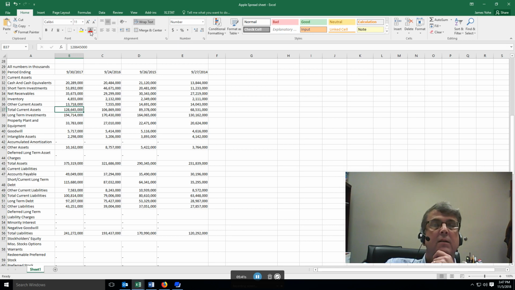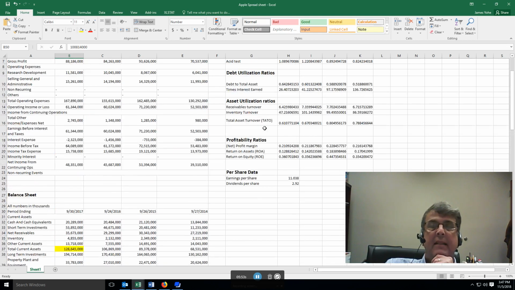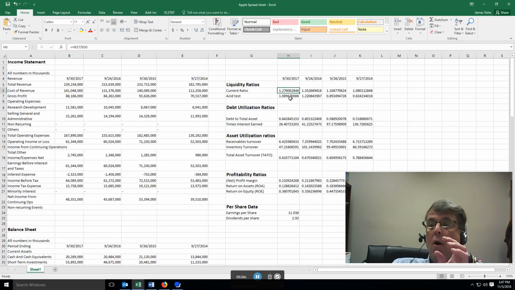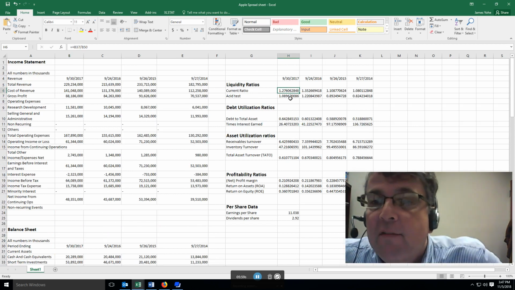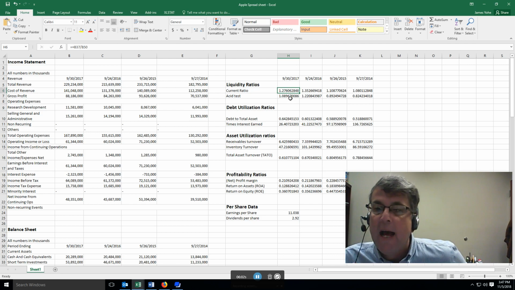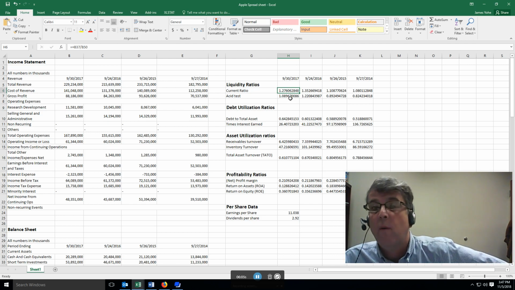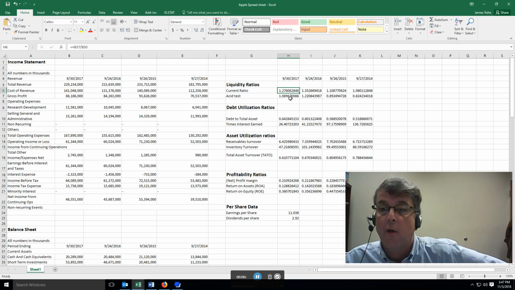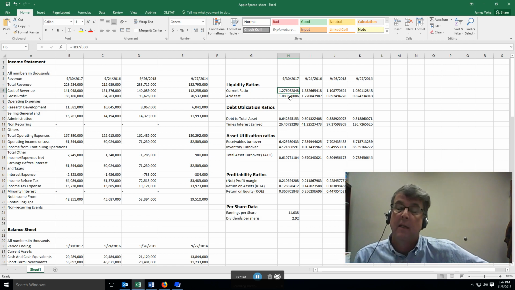Total current assets, and we'll highlight that, divided by total current liabilities, we'll highlight that, and that becomes our current ratio. What this number means, 1.276, is that Apple has roughly $1.276 in current assets, things that are easily or quasi-easily turned into cash, available for every dollar in current liabilities they have. That's a good number. That means they can pay their bills in the present.